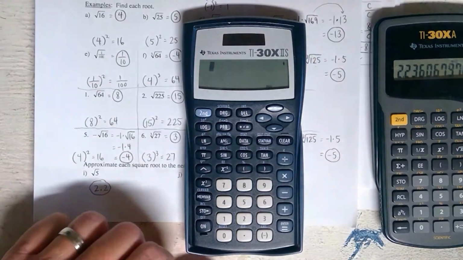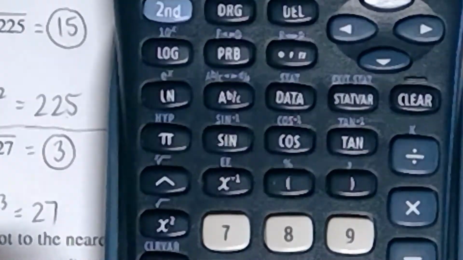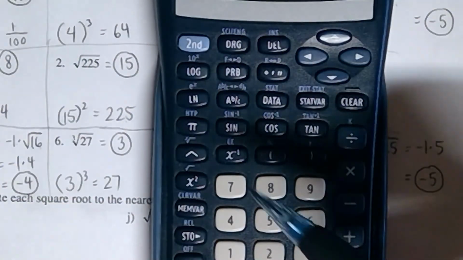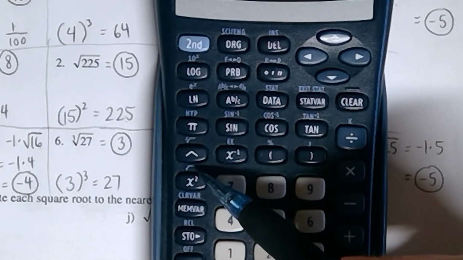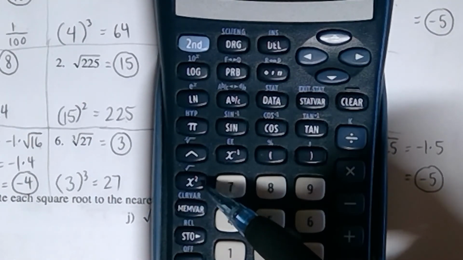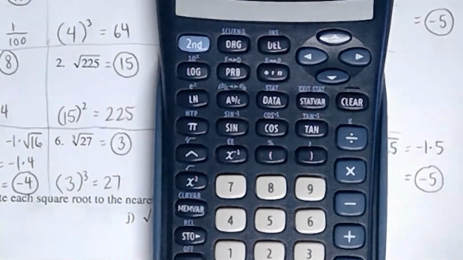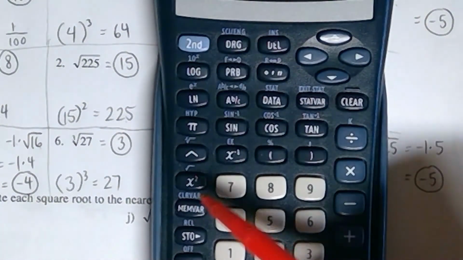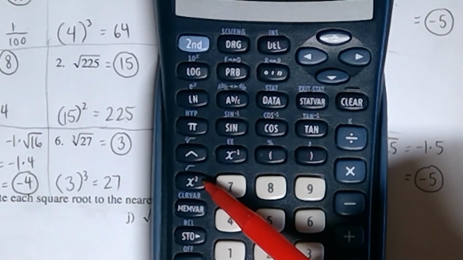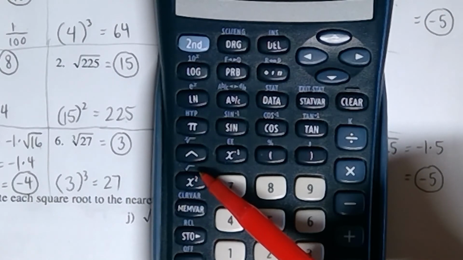Now on this calculator, let me zoom in. On this particular calculator, the square root button is actually above the x squared button right here. Okay, let me use a different color so you can see better. There it is. So there's the x squared button, and then the square root button is above that.